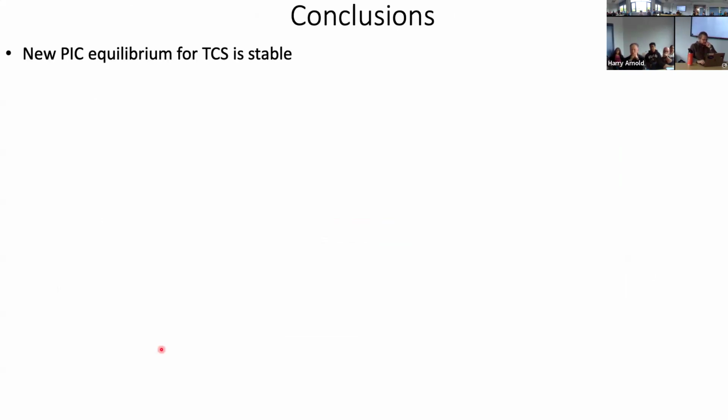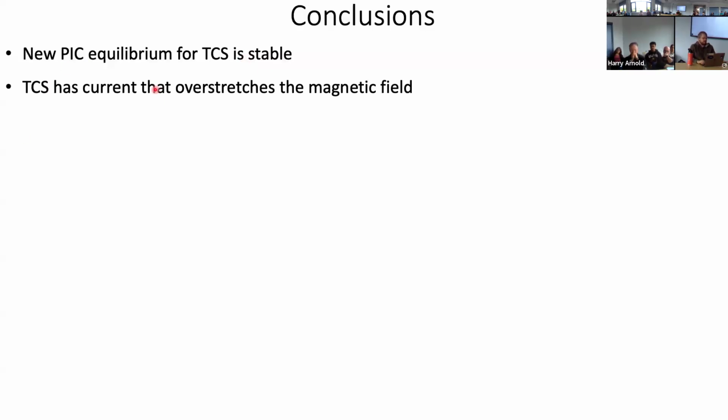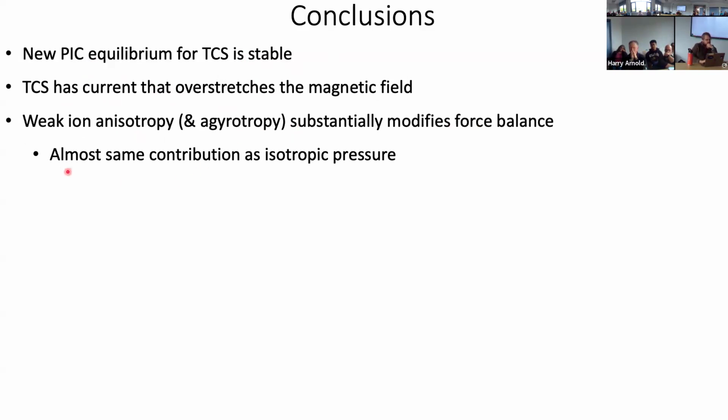So let's talk about conclusions. We have this new PIC equilibrium for thin current sheets. It's stable. The thin current sheet has current that overstretches the magnetic field. I don't think I made this point with the plots, but basically in Harris, your current contours and magnetic field contours overlap each other. But in this new overstretched thin current sheet, the current contours actually stretch a little bit past the magnetic field lines, and it's just a stretching effect.